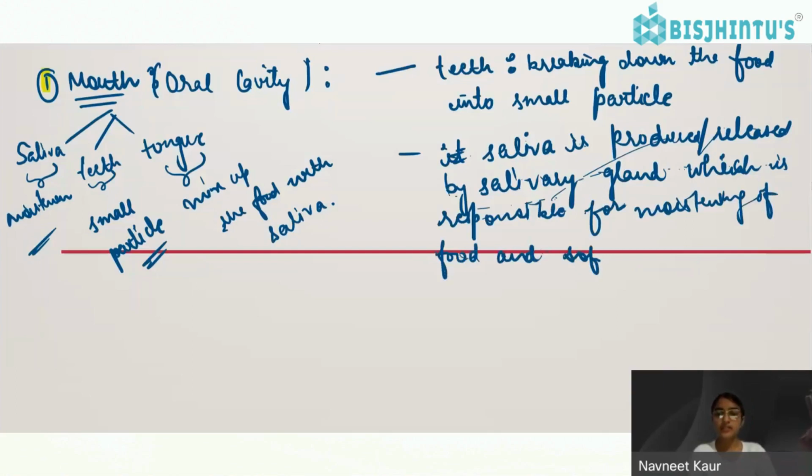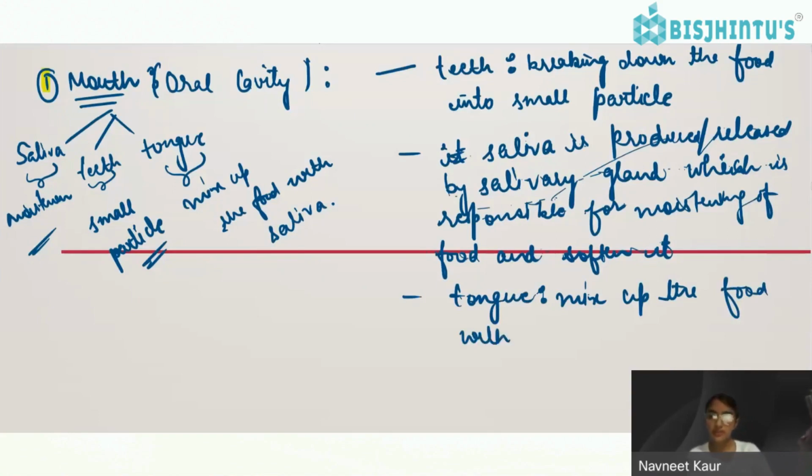Right? And next we have the tongue. And what is the main function of the tongue? To mix up the food with saliva. The tongue is also responsible for taste. Do not forget about this. Food with saliva, not with food only. Saliva. Okay. So this was the main function of the mouth in the digestive system.